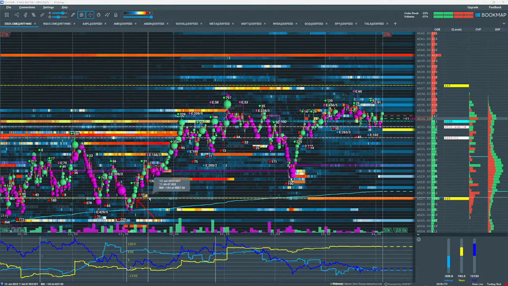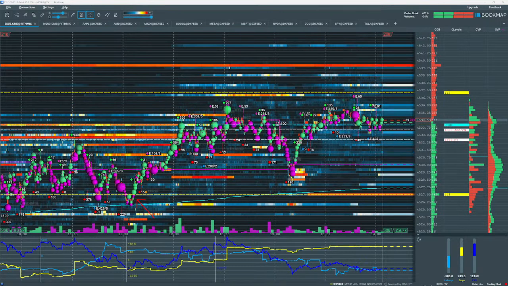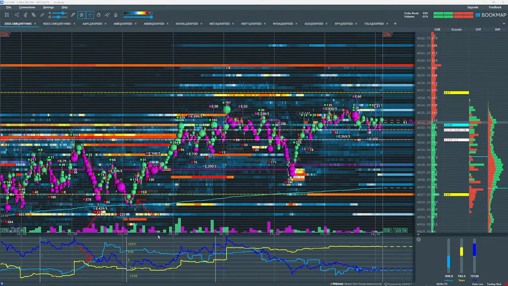So here is the long setup. Just point out clues here in Bookmap. Iceberg orders buying, that's shown by the rising light blue line. Large traders buying with iceberg orders set up that long there. All right, let's go back to Hero now.